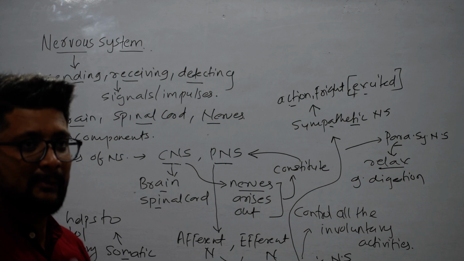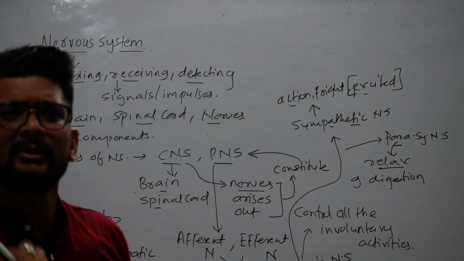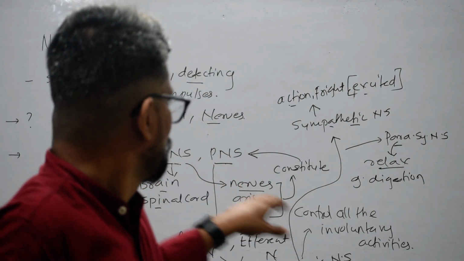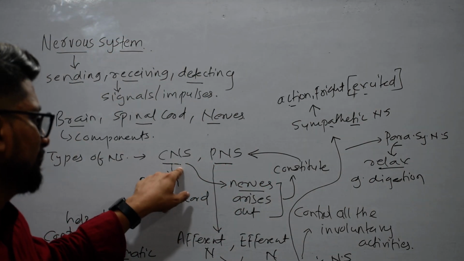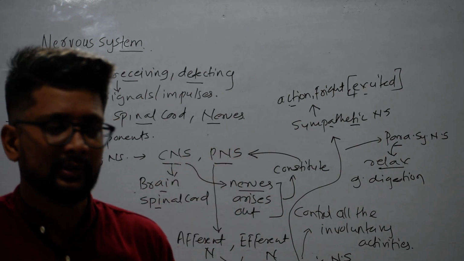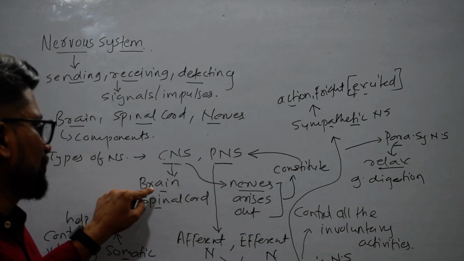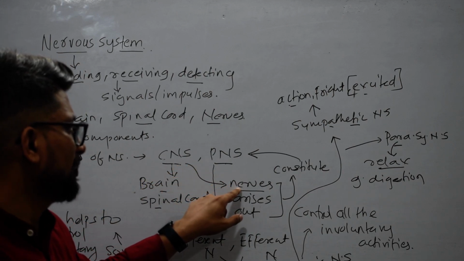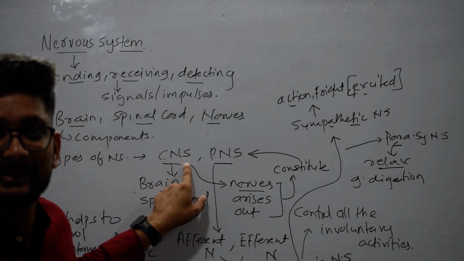Now the second one, peripheral nervous system. What is meant by peripheral nervous system? What is it made up of? So from the central nervous system many nerves come around. The central nervous system consists of brain and spinal cord. So here we have written central nervous system, and the nerves arise out from the central nervous system.